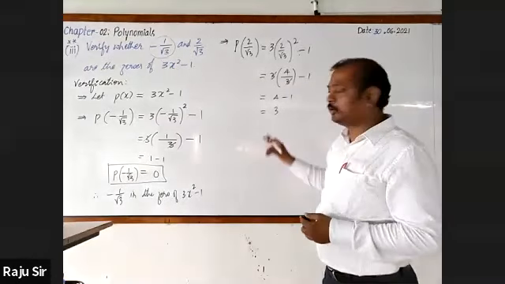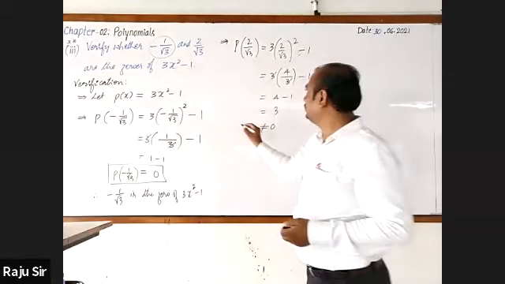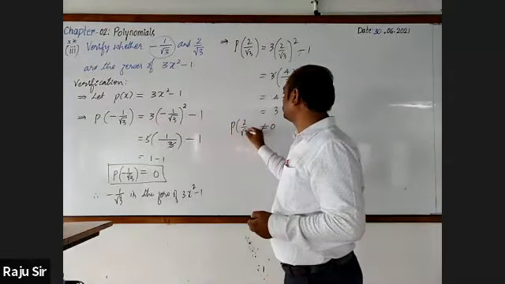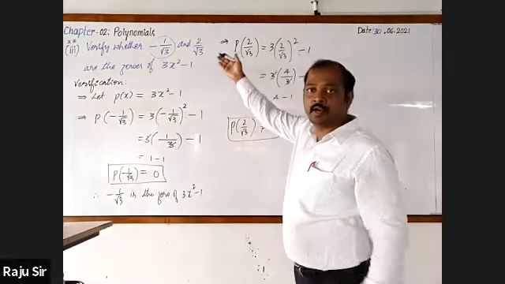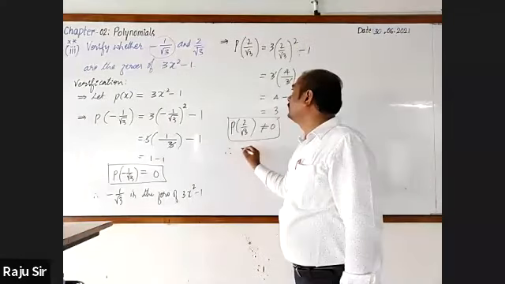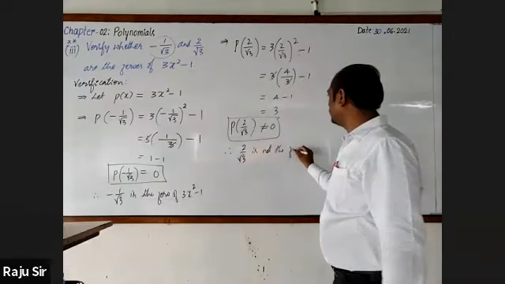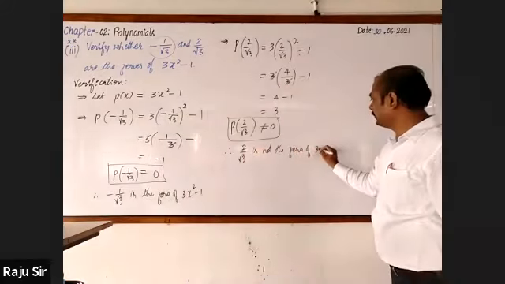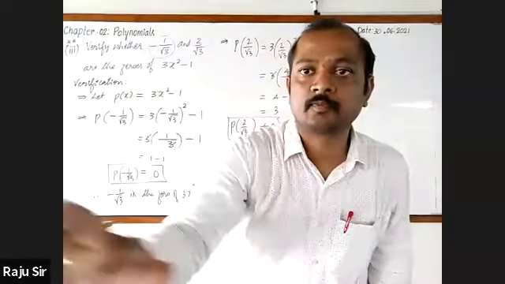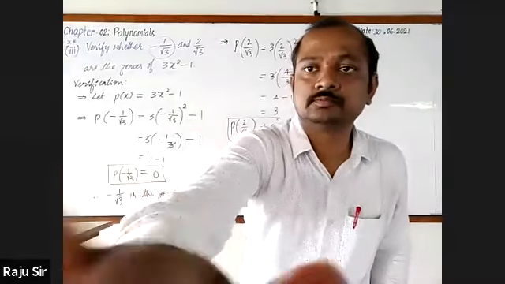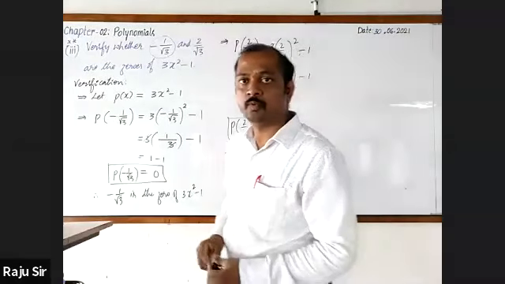Very good. We know that this 3 is not equal to 0. Therefore, P of 2 by root 3 is also not equal to 0. Hence, you can say that it is not the 0 of the given polynomial. Therefore, 2 by root 3 is not the 0 of the polynomial 3x square minus 1. Over.